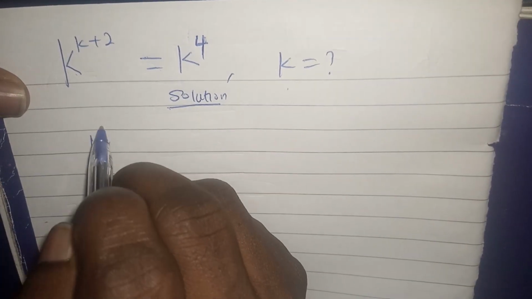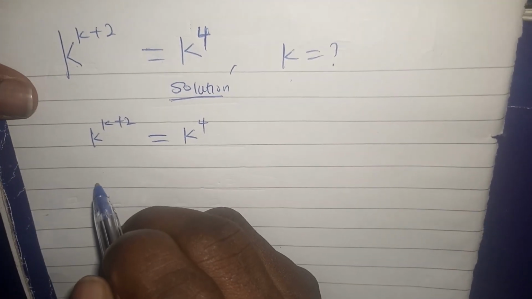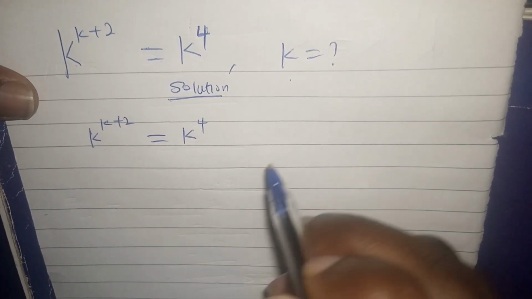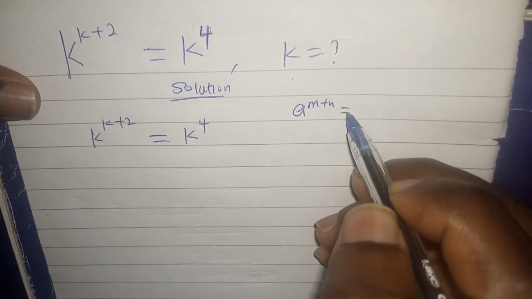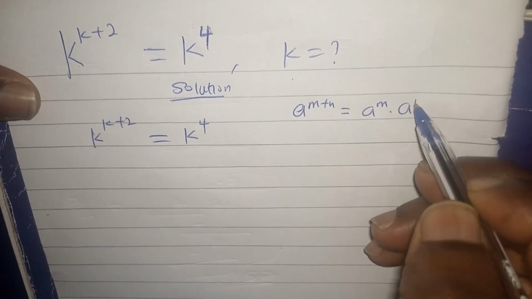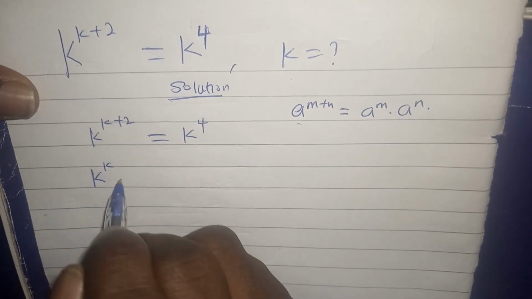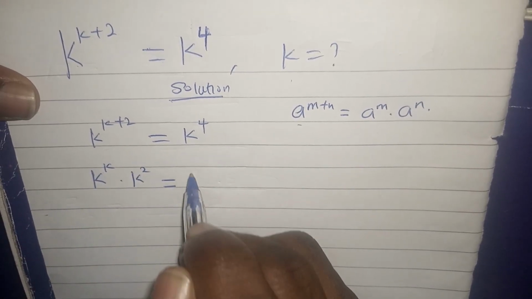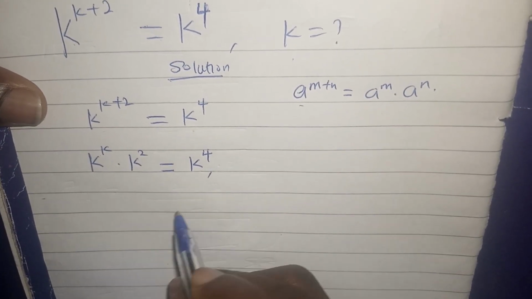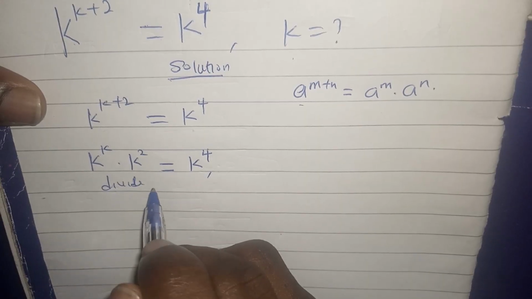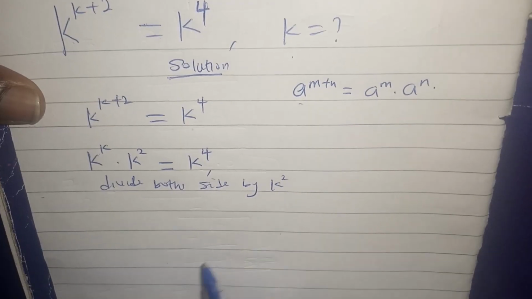Okay, so k to the power of k plus 2 is equal to k to the power of 4. On the left hand side we can apply an indices rule, which says a to the power of m plus n is equal to a to the power of m times a to the power of n. So if we apply this rule, we have k to the power of k times k to the power of 2 equals k to the power of 4. The next thing we are going to do is divide both sides by k to the power of 2.